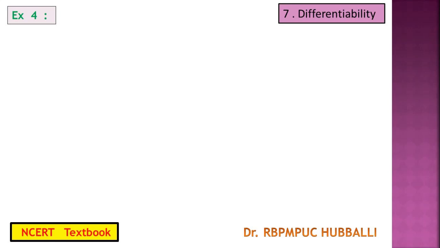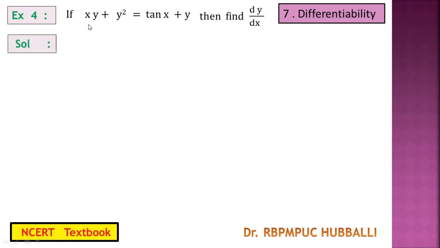So another example, if x into y plus y square is equal to tan x plus y, then find dy by dx. Okay, first you write the given equation, x into y plus y square is equal to tan x plus y.